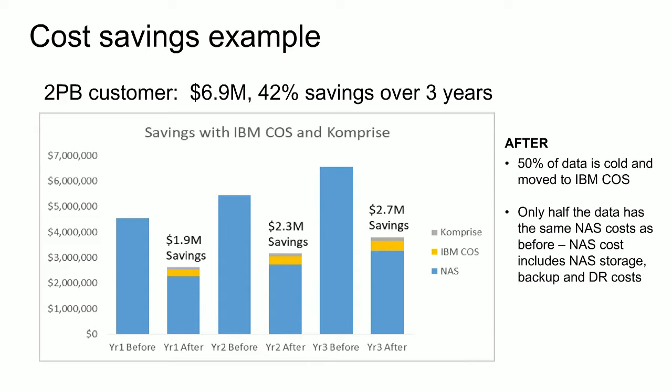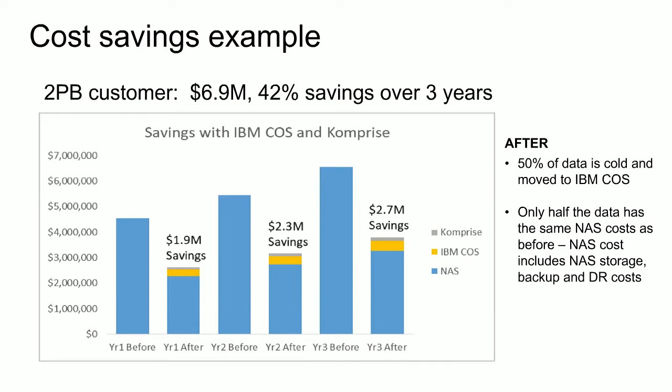Even though 70% of their data hasn't been touched in a year or more, they're actually moving 50% of it into the IBM cloud. So 50% of their data is still on the NAS, on their network attached storage, because it's more active data, and 50% of the data is this little yellow and gray sliver. That's the part that moved to the cloud.